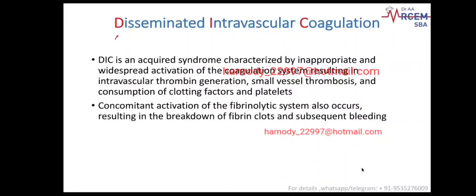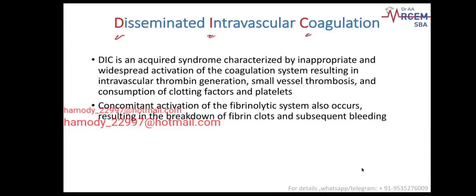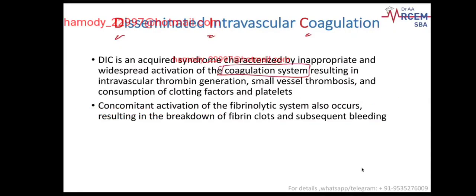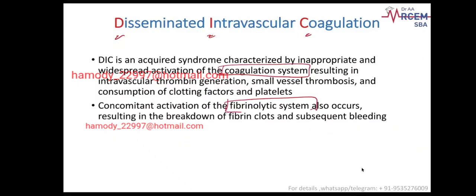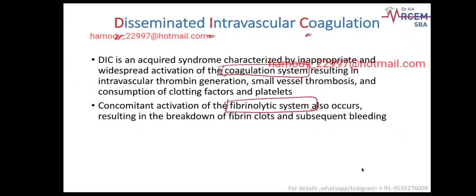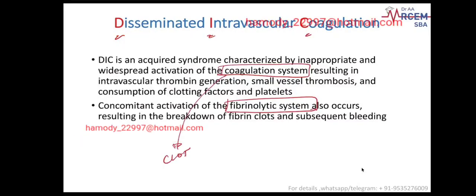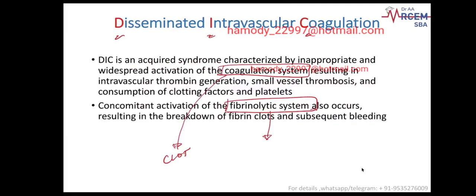DIC stands for disseminated intravascular coagulation. Two things might happen here. One is activation of the coagulation system. Another one is activation of the fibrinolytic system. Activation of the coagulation system will result in what? Formation of clots. So it can form thrombi and clots everywhere in your body, resulting in infarctions. It can also activate the fibrinolytic system, resulting in bleeding.